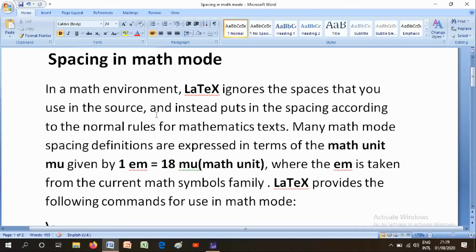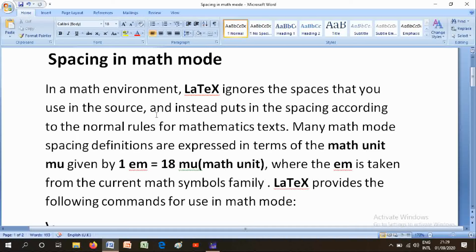Spacing in math mode. In the math environment, LaTeX ignores the spaces that you use in the source and instead puts in the spacing according to the normal rules for mathematics text. Many math mode spacing definitions are expressed in terms of the math unit mu, given by 1 em equals 18 mu, where em is taken from the current math symbols family.